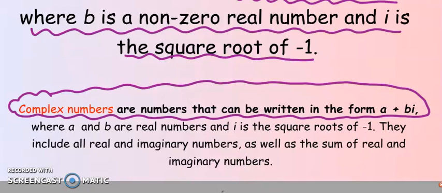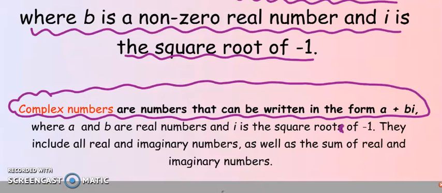So here we know A and B are going to be real numbers. So it could be 10, it could be 20, it could be 5, it could be 7, -2, -10, -1 million, any of that sort. A and B are just numbers, real numbers. And I is the square root of -1. It should be square root of -1, not square roots.